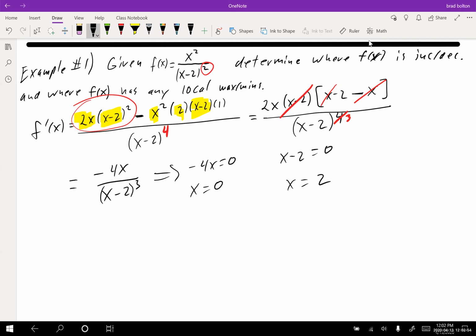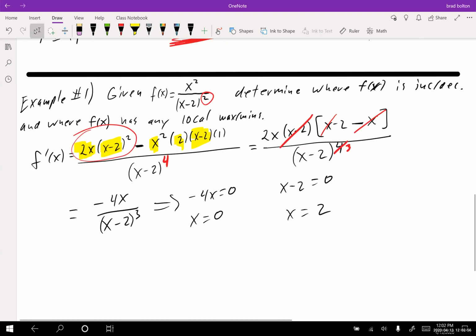Okay. So now we come up here. Remember, in order for these to be critical numbers, they have to be in the domain of the original function. However, 0 is totally fine. 0 is a critical number, because if I plug 0 into the original, right up here, no problems, right? I just get 0 over negative 2 squared, which would be 0 over 4, which is just 0. That's totally fine. That's in the domain.